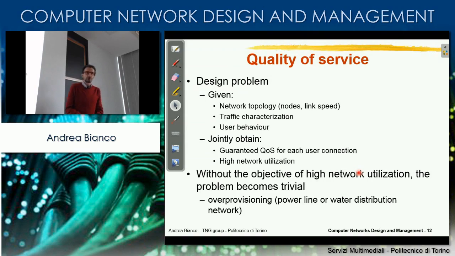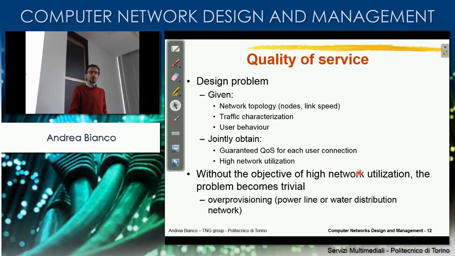We want to characterize user traffic. We need to characterize user traffic and user behavior. Given that, we want to jointly obtain a guaranteed QoS for each user connection, call, flow, whatever you want to call it, that doesn't matter. A priori, I want to guarantee that, ensure that before you start sending the data. Okay? It should be something that I guarantee to you, and at the same time, have a reasonably high network utilization. Okay? If you don't have these two goals joint, the problem becomes trivial.